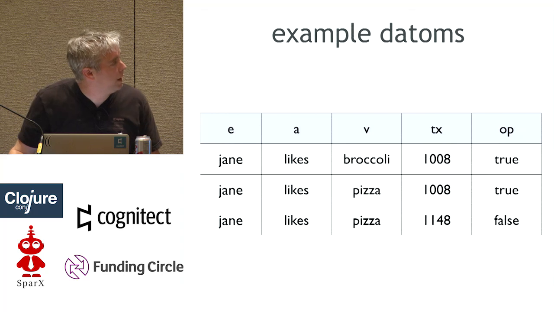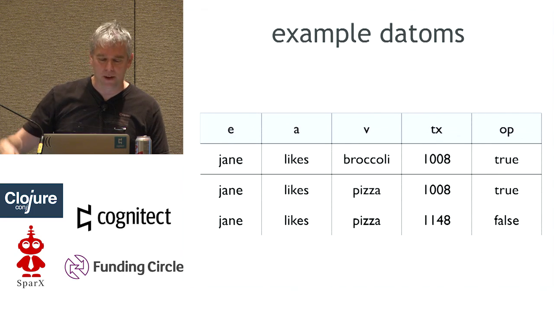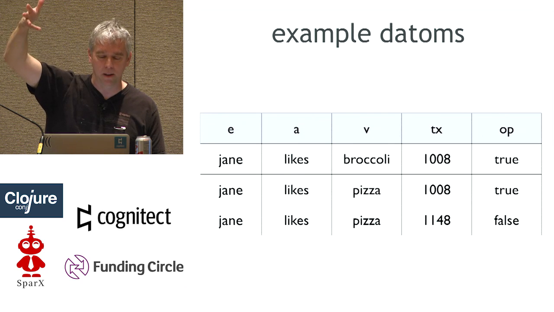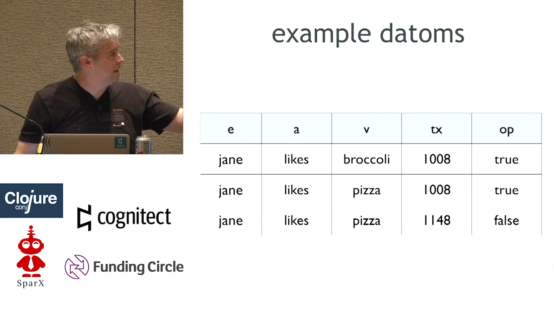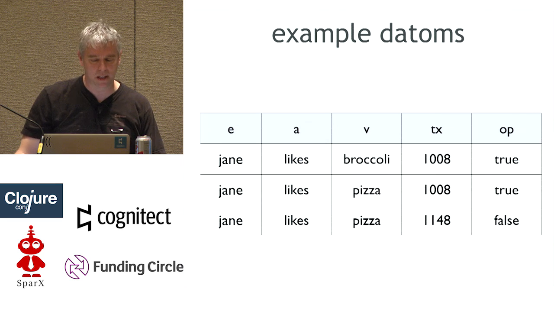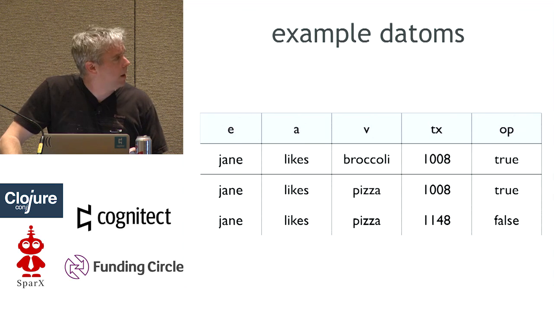And the obligatory Jane likes pizza example. So you have a datum that says some entity, Jane, has some property, likes, whose value is whatever, as of some point in time, and are we adding this or removing this from the system? In this case, we've added broccoli and pizza and then removed pizza. And what does this have to do with ETL jobs? Well, a couple of things.